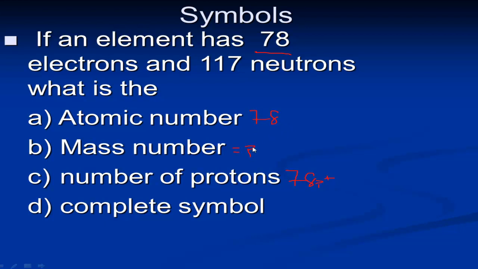Mass number is equal to protons plus neutrons. Well, I've got 78 protons plus 117 neutrons. I add those together. Let's see, that's 195 for your mass number. I go ahead and write the complete symbol. Mass goes on top. Atomic number goes on the bottom. We look up element 78. And element 78 is platinum. Okay.